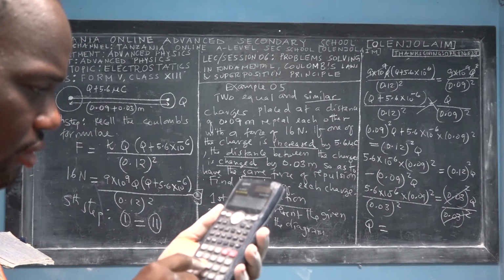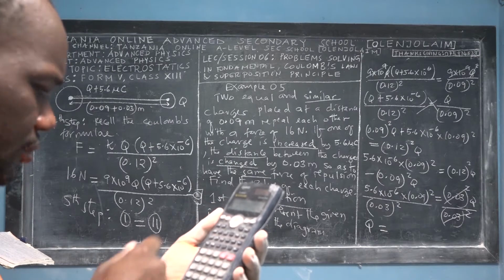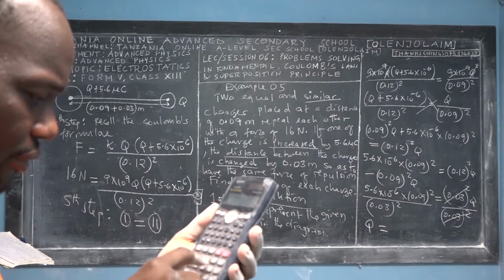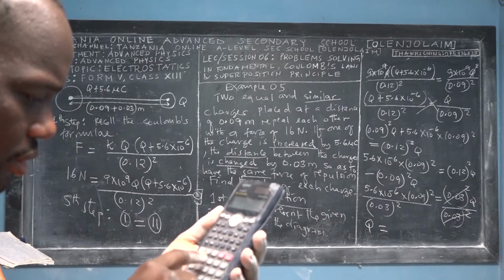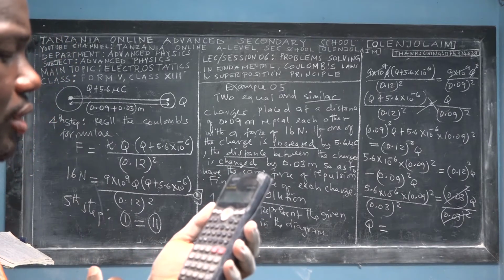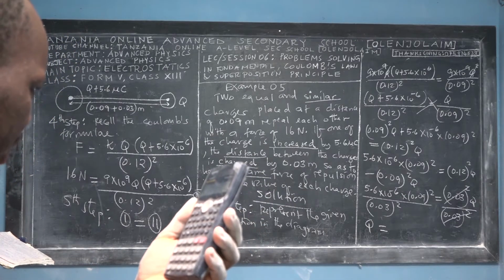0.09 over 0.03. Then we square. We multiply by 5.6 times 10 to the negative 6. It's 5.04, so negative that one.